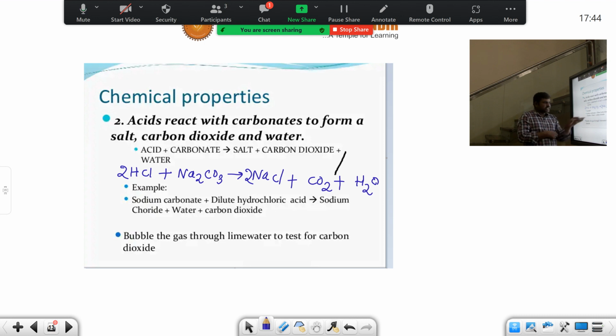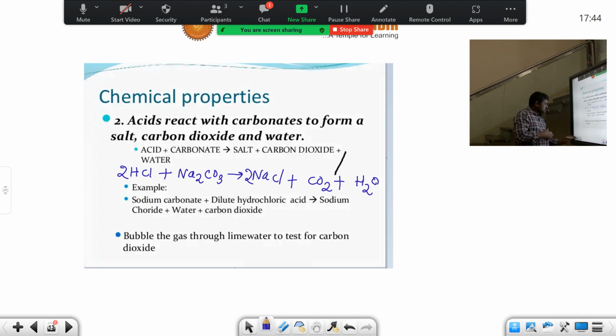Sodium carbonate plus dilute hydrochloric acid gives sodium chloride plus water plus carbon dioxide, same chemical equation. This is for the naming of the chemical equation. Bubble the gas through lime water to test for carbon dioxide. How can we identify the release of carbon dioxide? The lime water becomes milky. That is carbon dioxide. That is the identification of carbon dioxide.